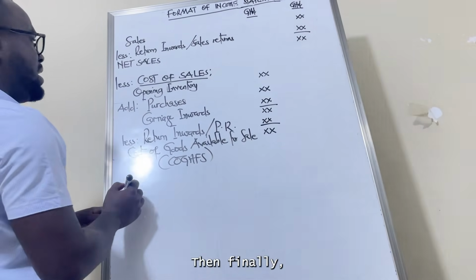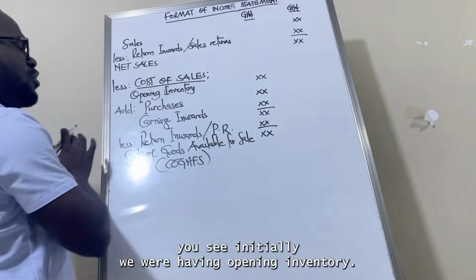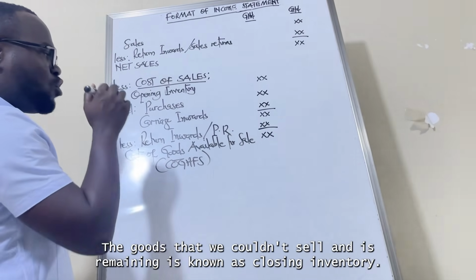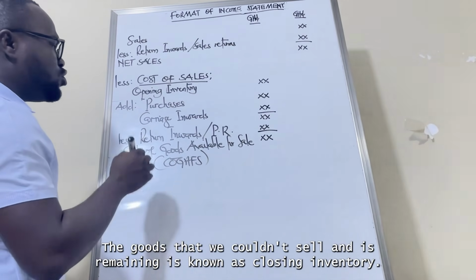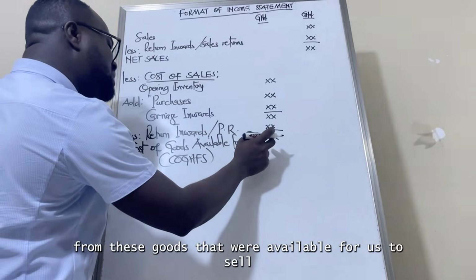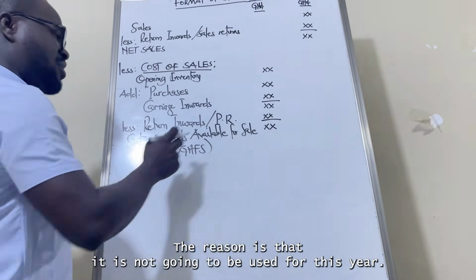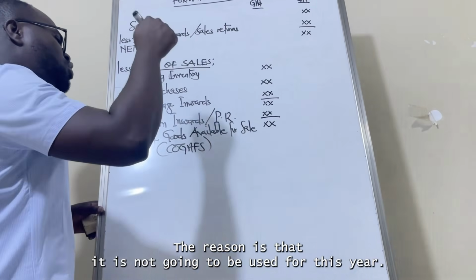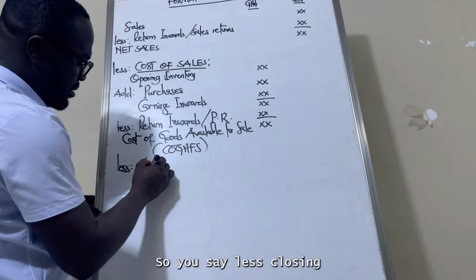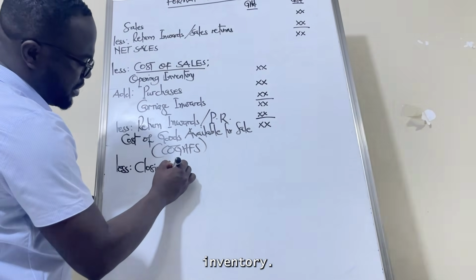Then finally, you see, initially we were having opening inventory. What if we couldn't sell all the goods that we bought? The goods that we couldn't sell and are remaining are known as closing inventory. We are going to deduct it from these goods that were available for us to sell. The reason is that it is not going to be used for this year, so it must be deducted. So we say less closing inventory.